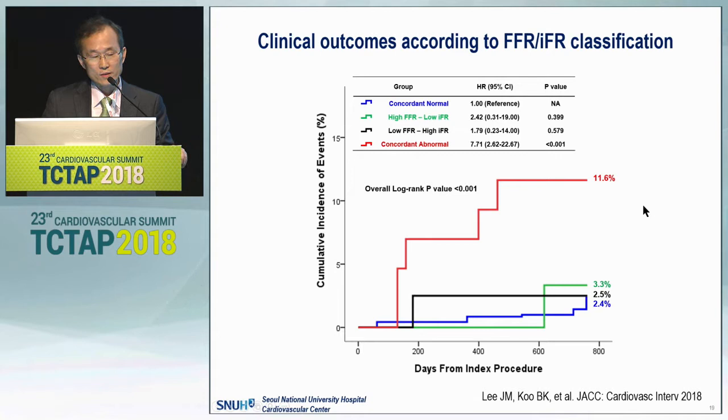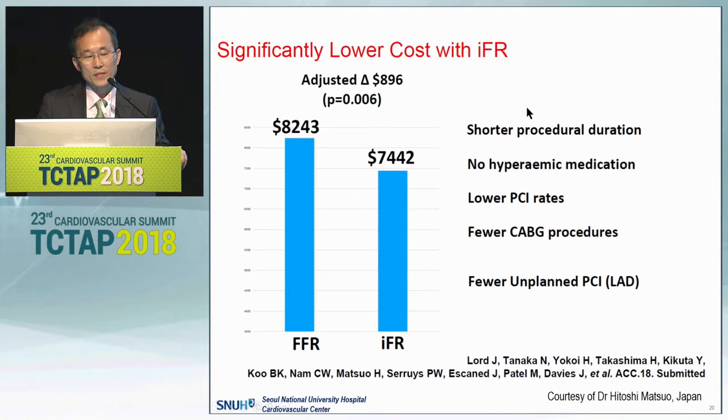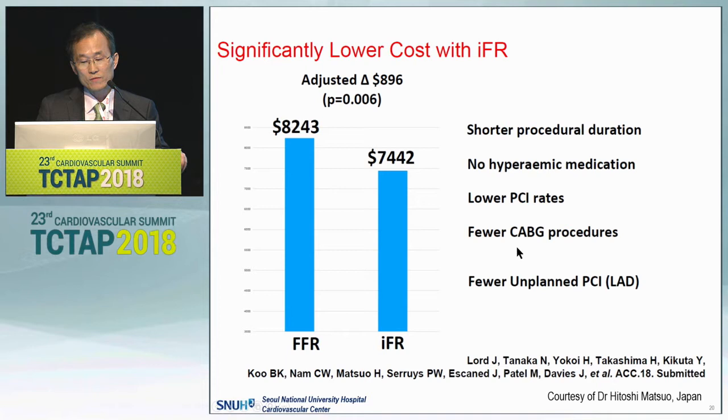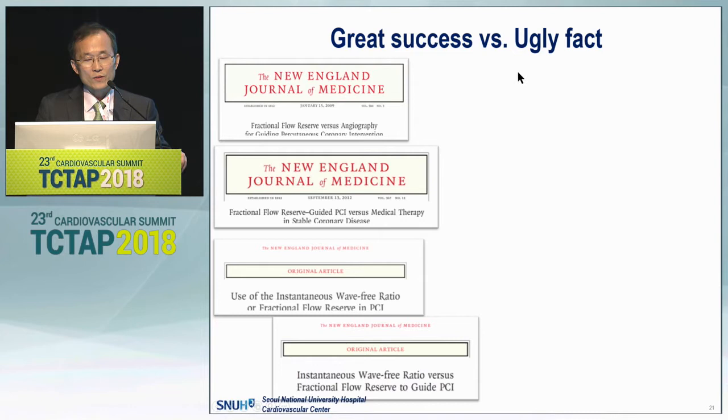About cost saving, as mentioned earlier, the IFR-based procedure is associated with shorter procedure duration, no hyperemic medication, lower PCI rates, fewer CABG procedures, and fewer unplanned PCI in LAD. So no doubt that the IFR procedure is associated with significantly lower cost. So there is a huge debate between FFR and IFR in terms of which is better and which is worse.